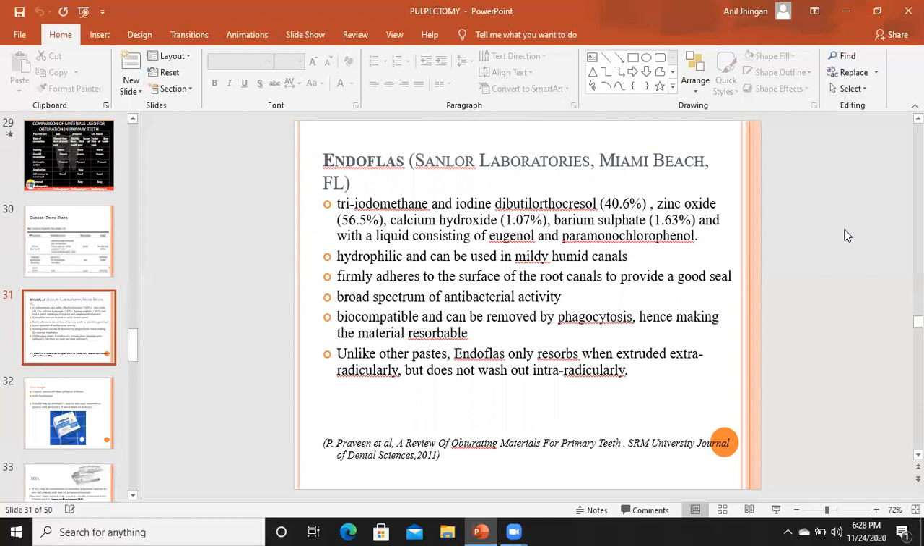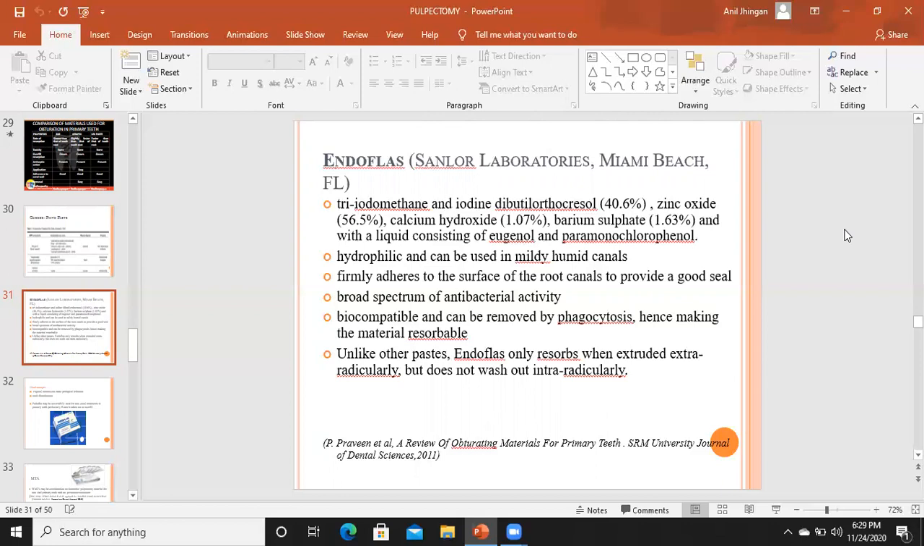Going on to Endoflas. Endoflas is another recent material that is being used for obturating the primary root canals. It contains triiodomethane and iodine dibutyl orthocresol, zinc oxide, calcium hydroxide, barium sulfate, and a liquid consisting of eugenol and paramonochlorophenol.